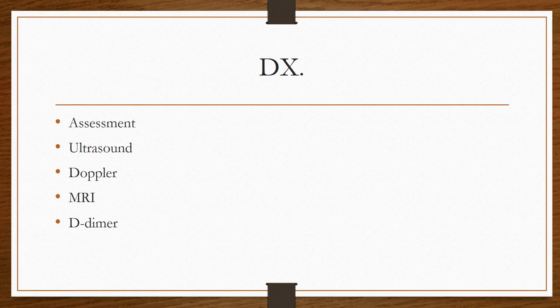They'll do an MRI. The D-dimer is actually a lab that they will take. If your body has a clot in it, one of the chemicals that is released from the clot is a D-dimer.